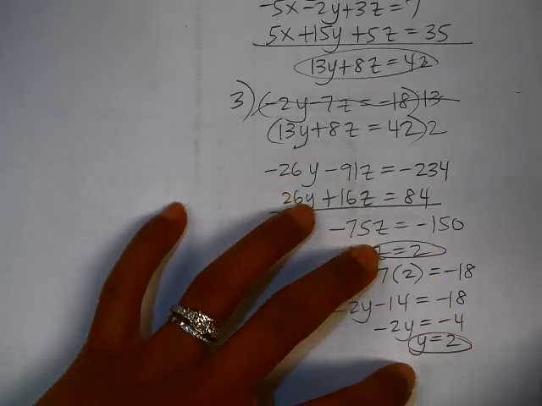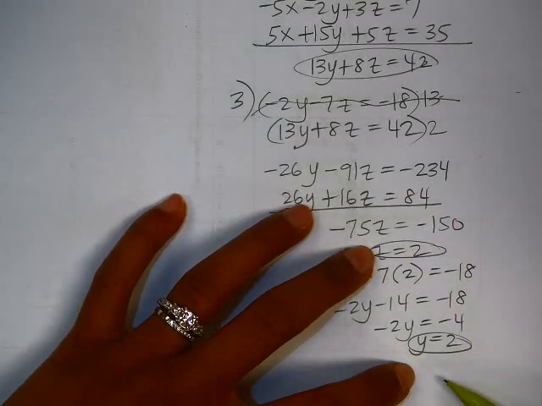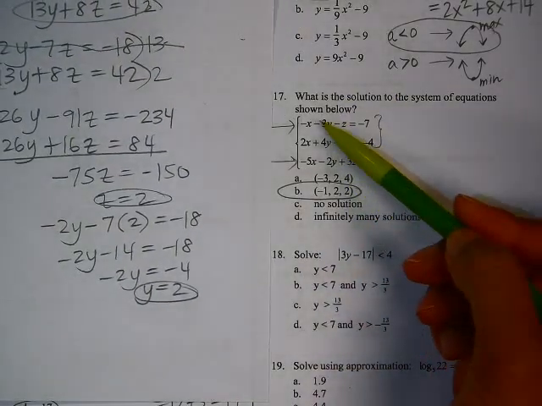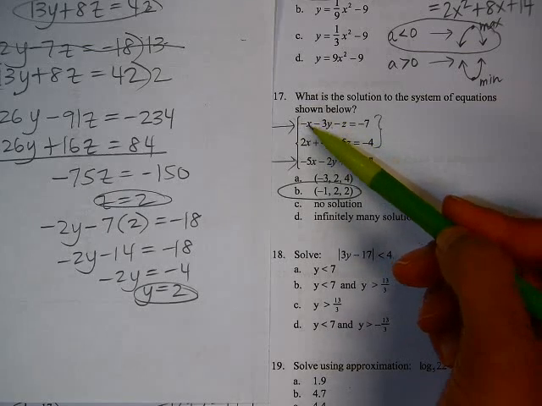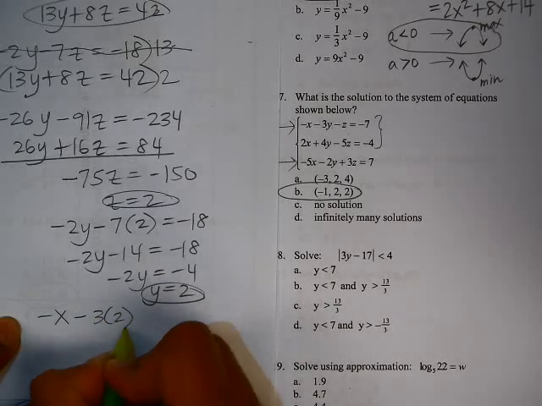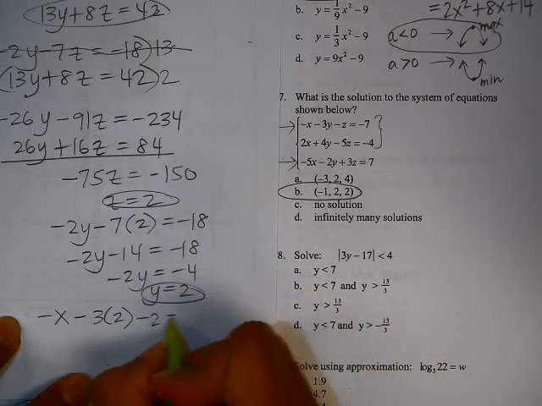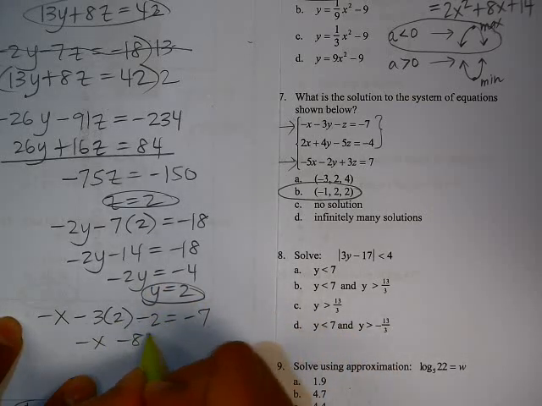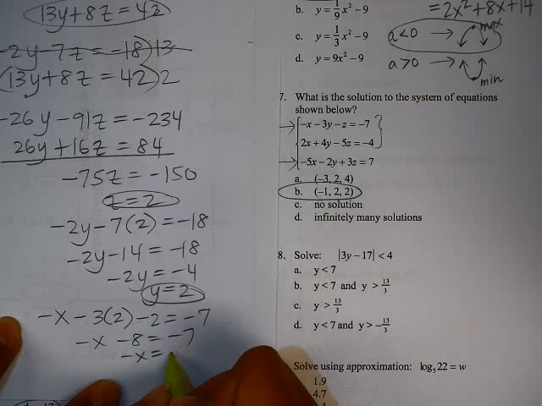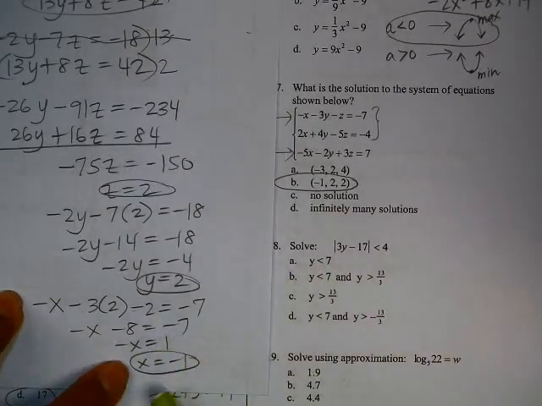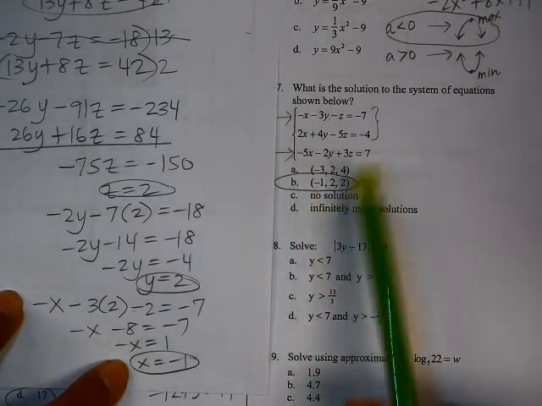Our very last step, now that we know z and y, is to find x. So going back to our original problem, we can use any of these three equations to calculate x since we know what y and z are. So taking this first equation, negative x minus 3y minus z equals negative 7. Negative 6 minus 2 is negative 8. So x equals negative 1. So double checking our answer here, x is negative 1, y is 2, and z is also 2.